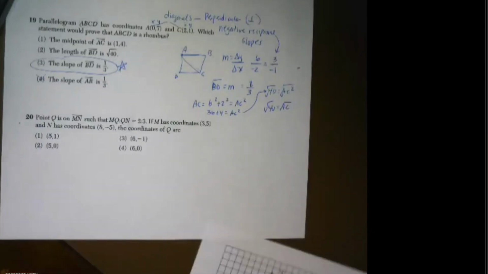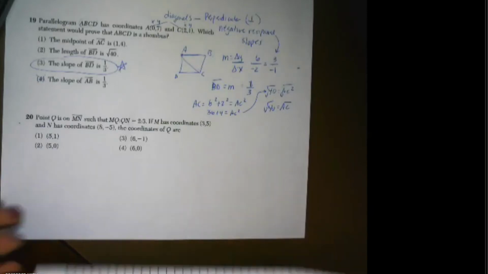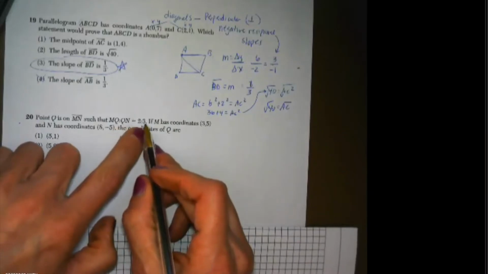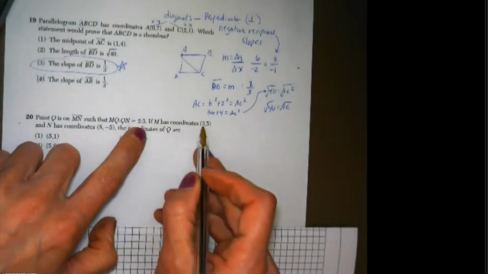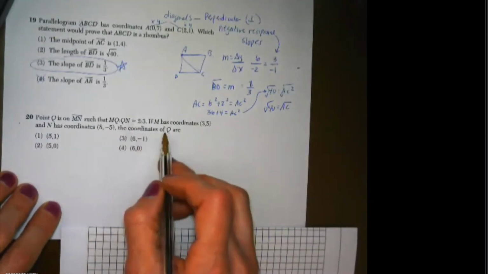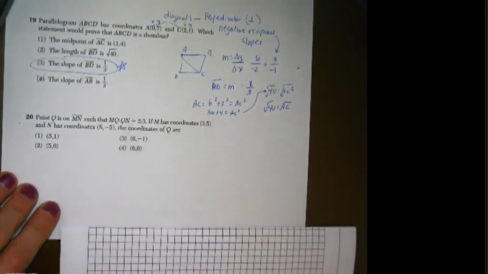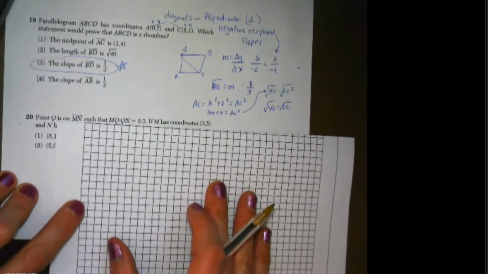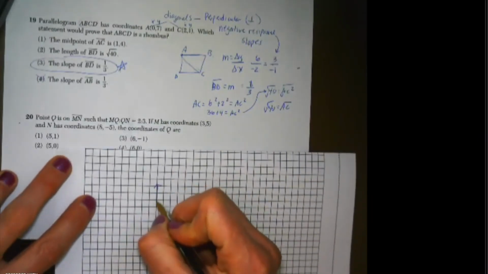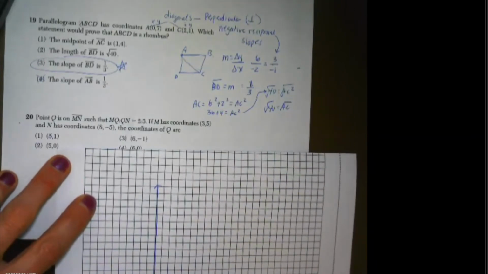It says point C is on line segment MN such that MN is to QN is equal to 2 to 3. So if M has coordinates of 3, 5, and N has coordinates of 8, negative 5, what are the coordinates of Q? So again, the thing that I'm going to do is I'm going to graph this, because that's the easiest way to do this. So I'm going to take my graph paper.